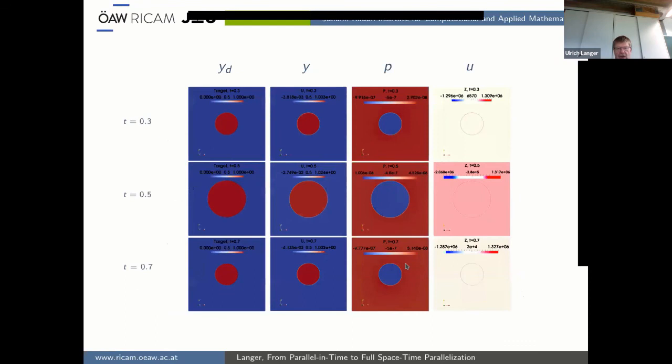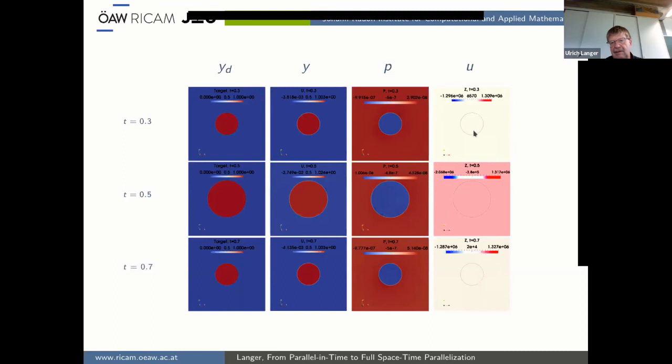And here you see the solution. This is the target. This is in a cut, the time step, the time cuts. This is the state, a good approximation. This is the adjoint and this is the control. Of course, the adjoint and control are connected. And you see in the H minus one, the control is concentrated on this circle.